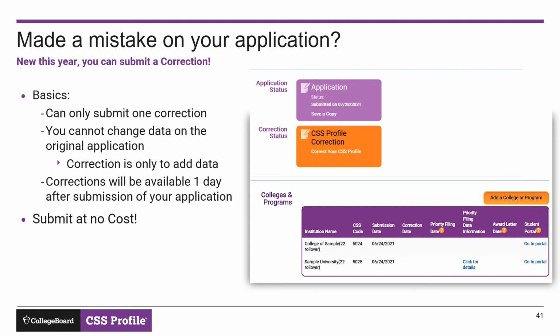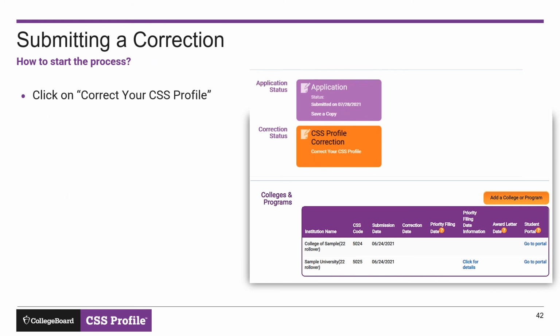The correction process will be available after your original application has been delivered to your school. This is typically 1 business day after delivery. Lastly, there will be no cost to submit the correction to your colleges. So let's take a quick look at how you submit a correction. Once the correction process is available, a new Correct Your CSS Profile button will appear on your dashboard. You will click this button to start the process.